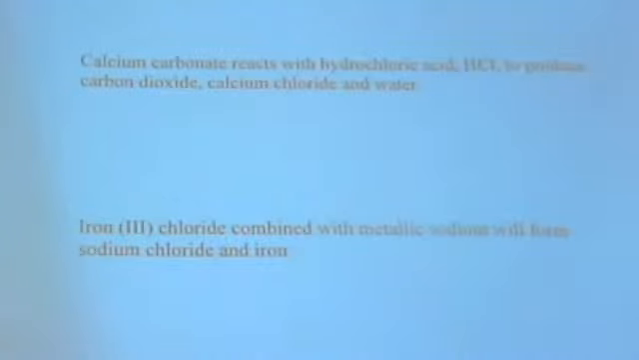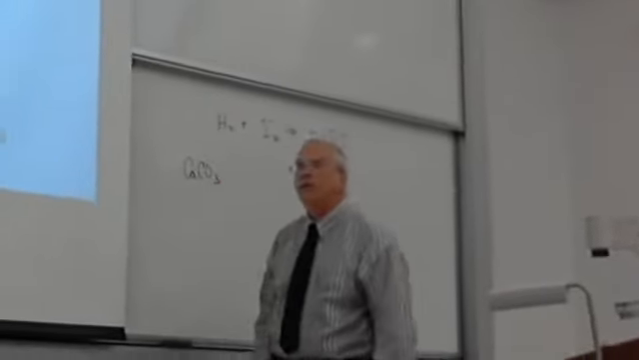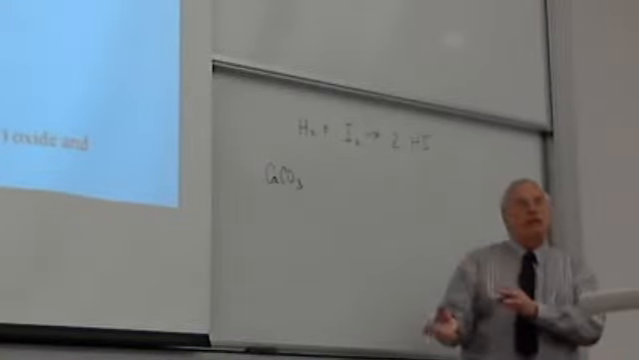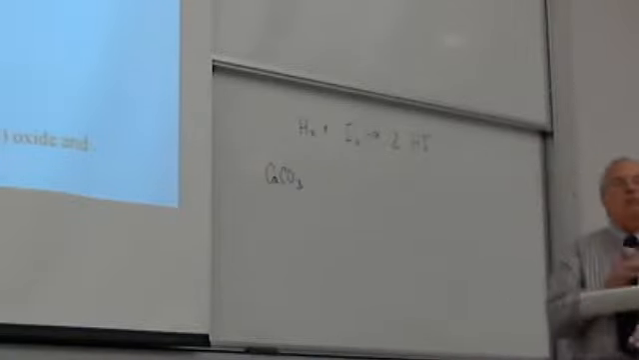What is calcium carbonate? Can you write the formula for it? So calcium carbonate should be CaCO3. Calcium is a +2, carbonate -2. How did I know that? It's a memorized polyatomic. So they combine in a 1-to-1 ratio.